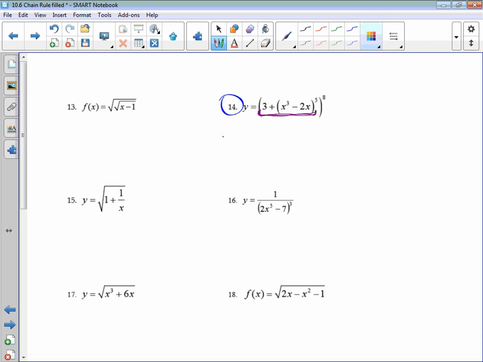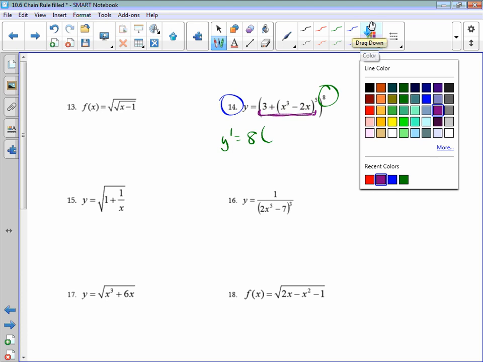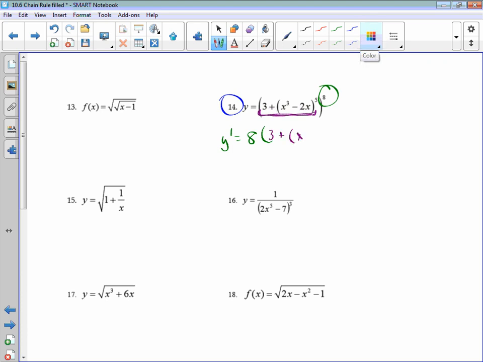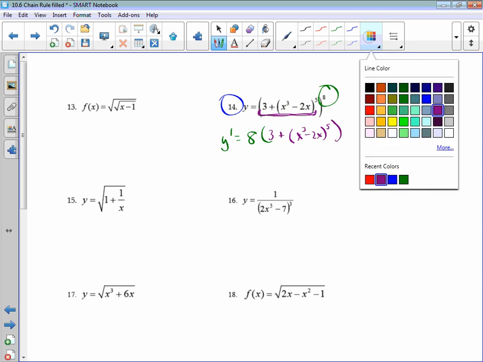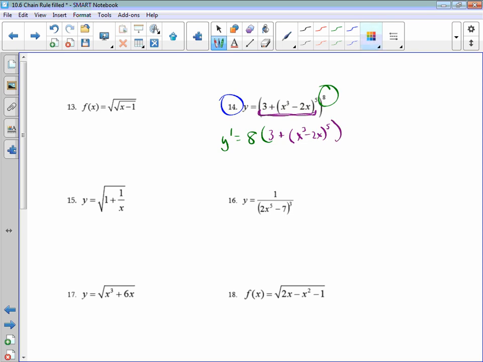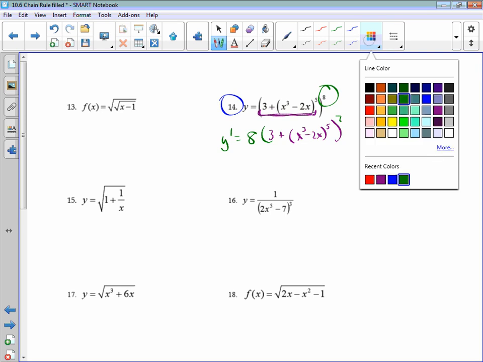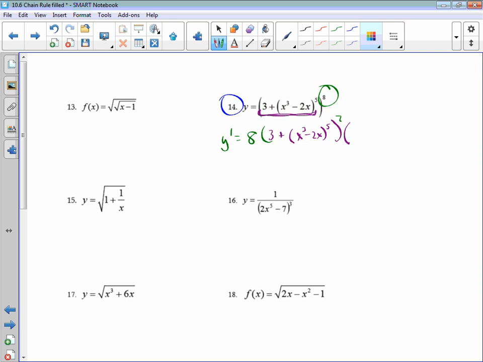So, for my derivative, I'm going to start with the exponent, which is 8, right? So 8 goes in front, and then it's times everything that's in parentheses. And what's my exponent going to be now? 7. We're okay with that, right? Times the derivative of the inside. Well, the derivative of 3 is nothing, so we don't have to worry about that.